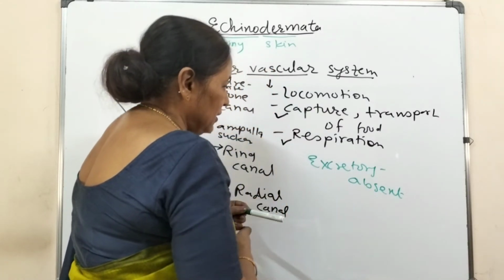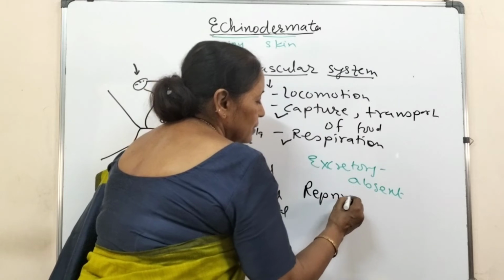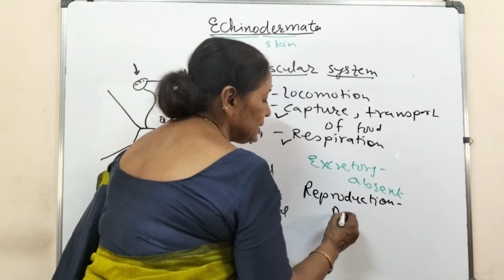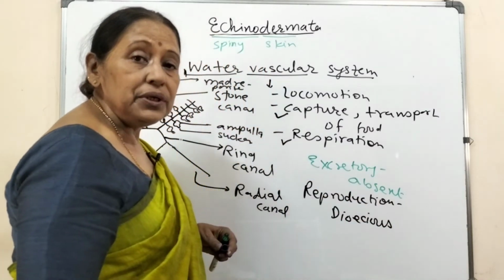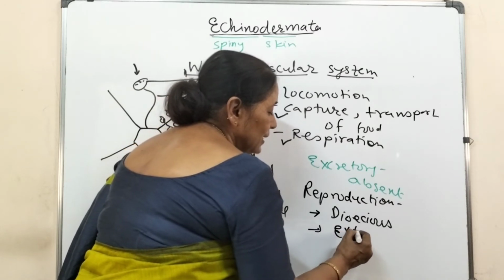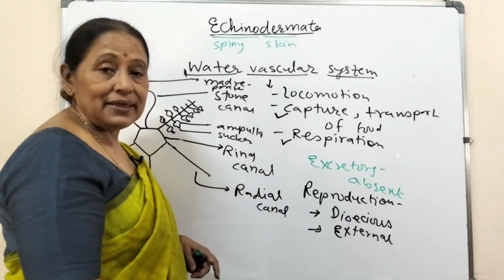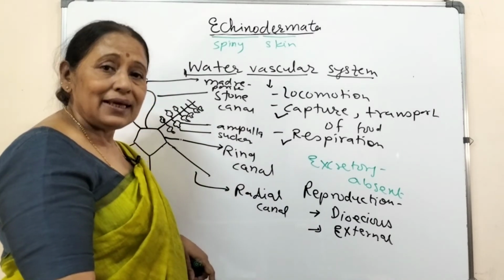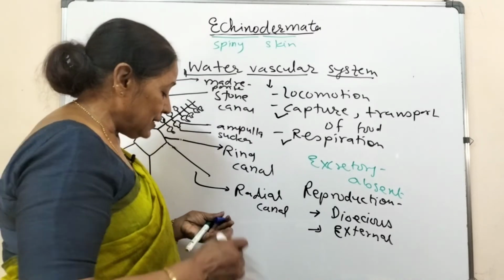What about their reproduction? They are dioecious. Dioecious means they are unisexual. Then the fertilization is usually external. It is given that fertilization is usually external. That means there have to be some echinoderms in which it is internal.